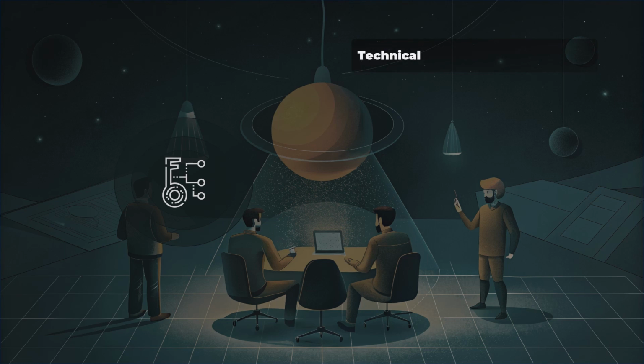Technical feasibility. Technology assessment. Evaluate the technical requirements and capabilities needed to implement the project. Resource availability. Assess the availability of necessary resources such as skilled labor, equipment, materials, and technology. Technical risks. Identify potential technical challenges, constraints, or limitations that could impact project feasibility.